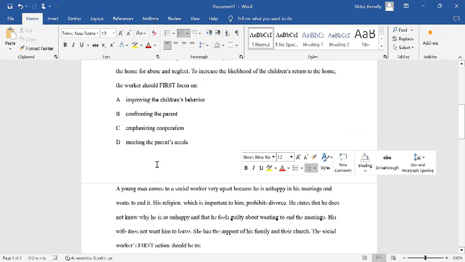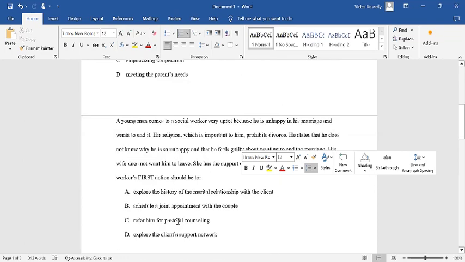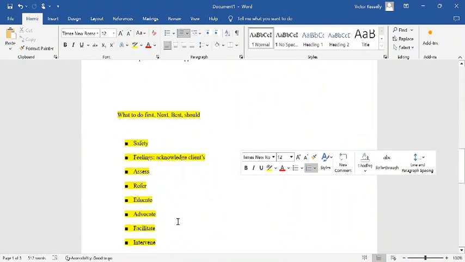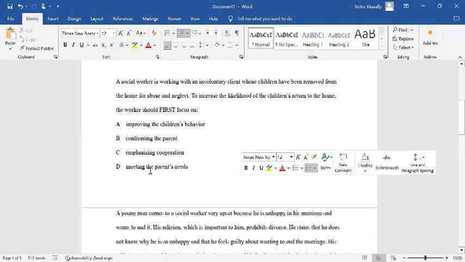And then C, emphasizing cooperation. That does not work for this question. Emphasizing cooperation, you are intervening again. D, meet the parents' needs. D will be the answer.